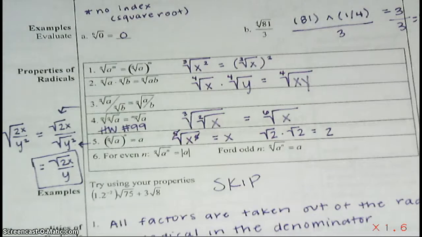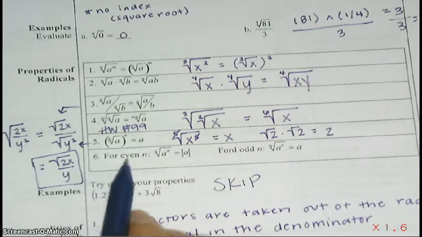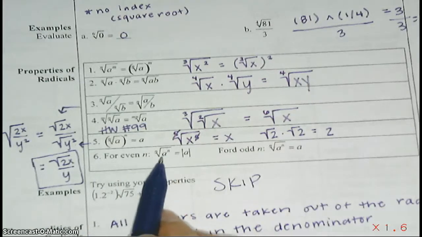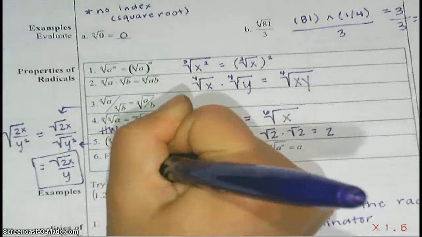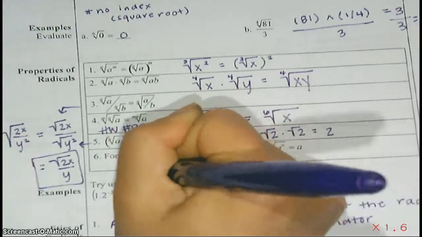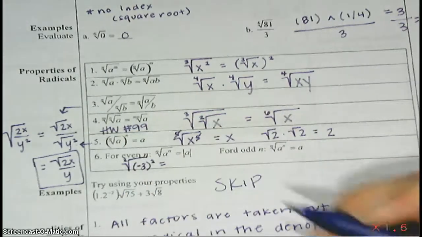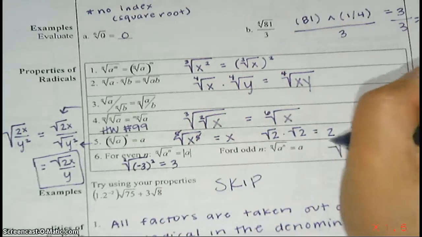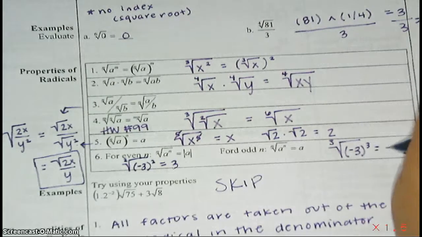For this next one, what you need to know, it's actually piggybacking on number 5. If you have an even index value and you're going to take the radical of that value, so for example, if we had the square root of negative 3 squared, your answer is going to be positive. Here, if we have that same problem, but instead we were doing the cube root, so our index is now odd, your answer will be negative.